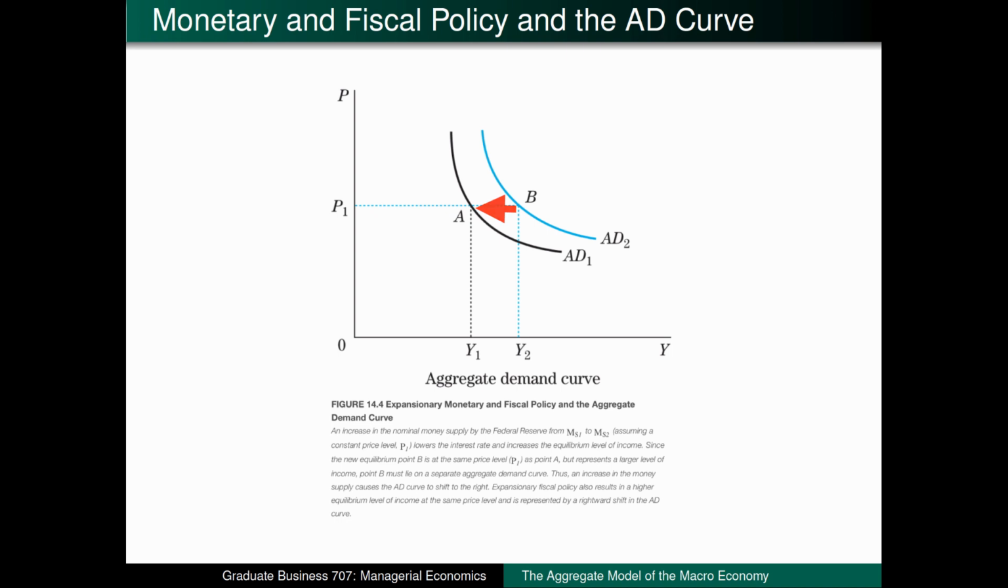AD2 to AD1. Again, the aggregate demand curve shifts to the right when the Fed engages in expansionary monetary policy or when the federal government increases government spending. On the other hand, the aggregate demand curve shifts to the left when the Fed engages in contractionary monetary policy or when the federal government decreases government spending.